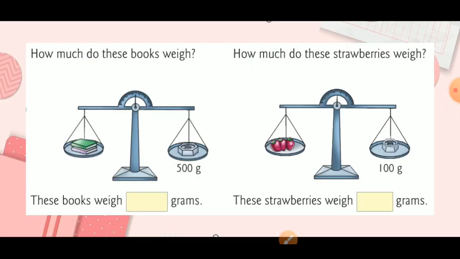How much does this book weigh? For balancing the pan, we use a 500 gram mass. So the book's weight is 500 grams. Strawberry weight. For balancing this strawberry, we use a 100 gram mass. So the strawberry's weight is 100 grams.